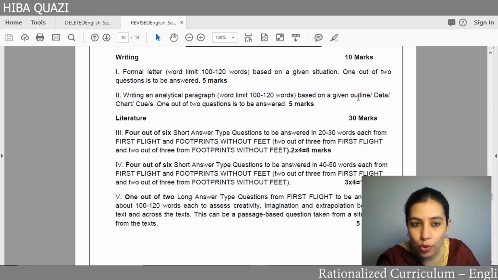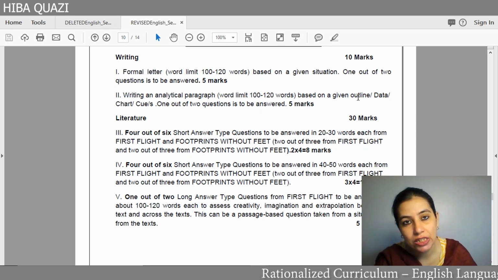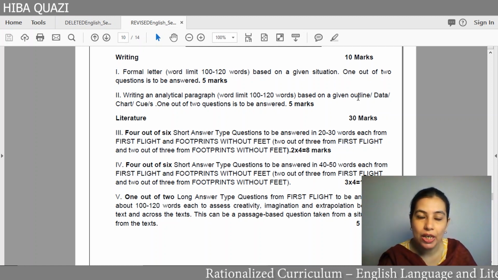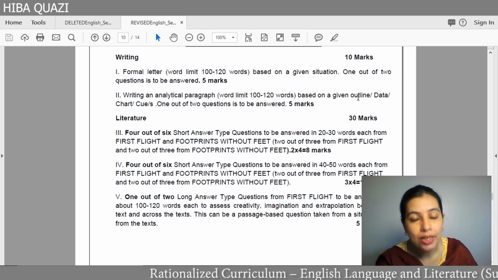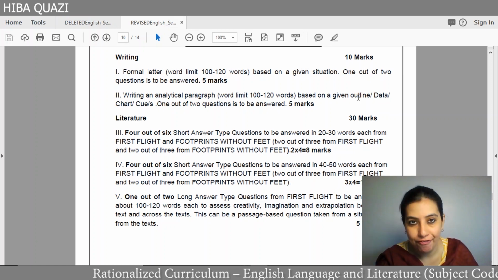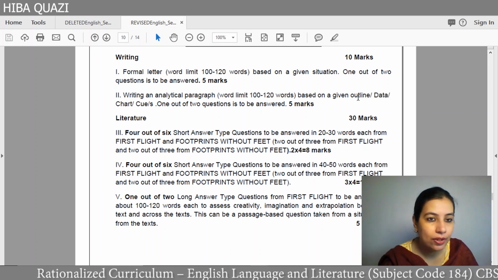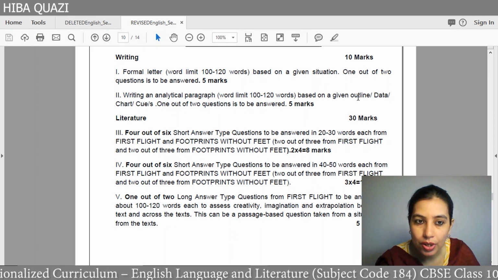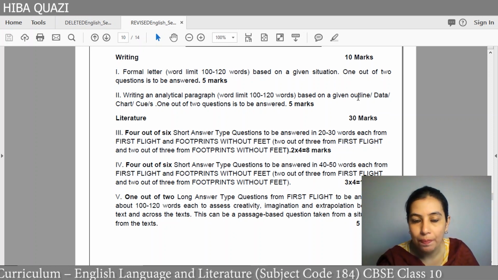1 out of 2 questions to be answered. Again, you have an internal choice. 2 letters would be given. Out of that, you need to solve any one, and the letter carries 5 marks. Moving on in the writing section, question number 2, writing an analytical paragraph.